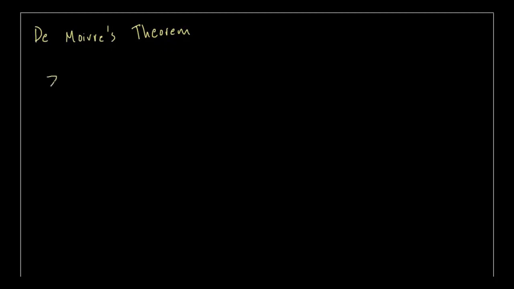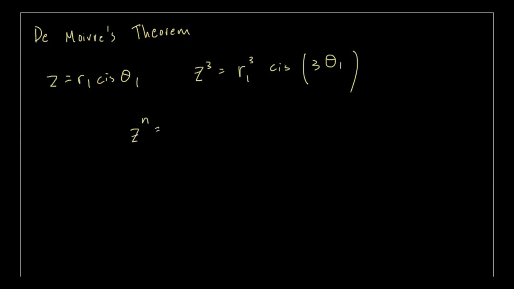For example, if z is equal to r1 cis theta 1, then what is z to the power of, say, 3? If I raise everything to the power of 3, that means it is r1 to the power of 3 cis 3 times that angle. The general formula for de Moivre's theorem is z raised to the power of n is equal to r to the n cis n theta.